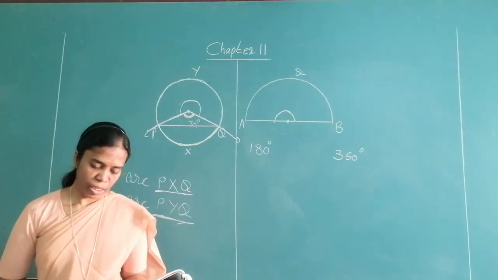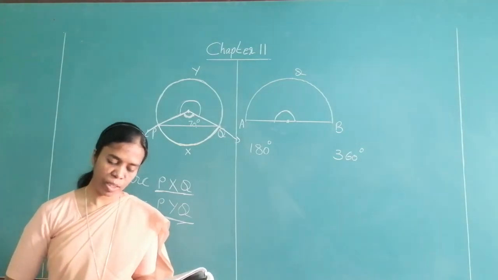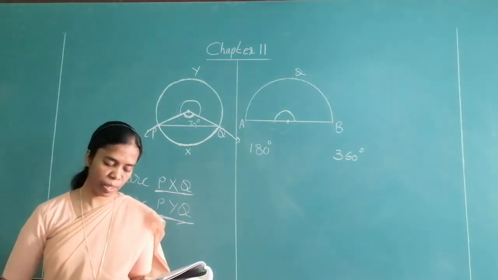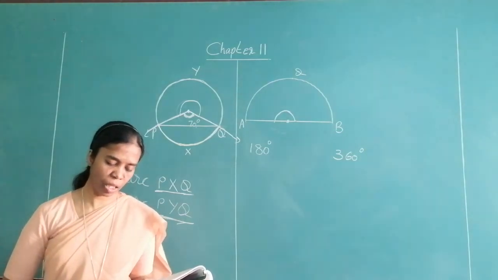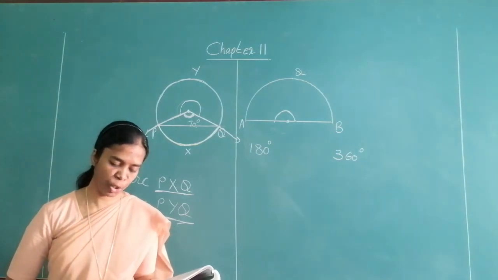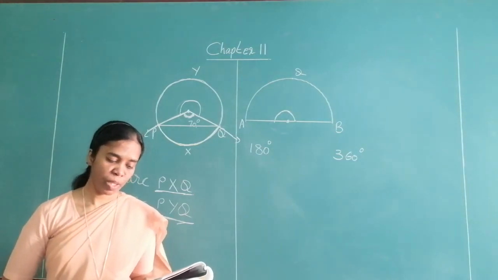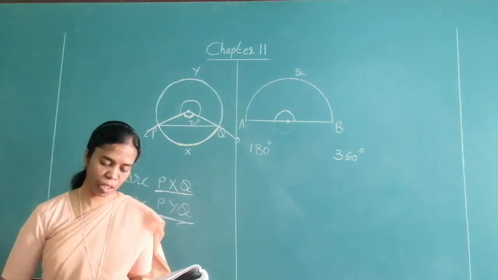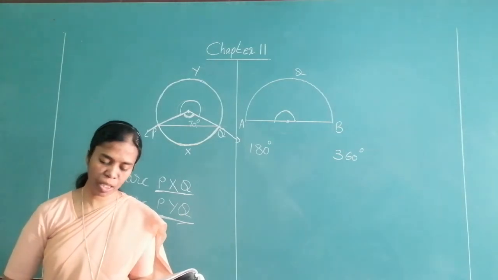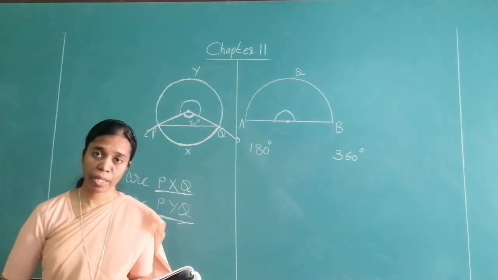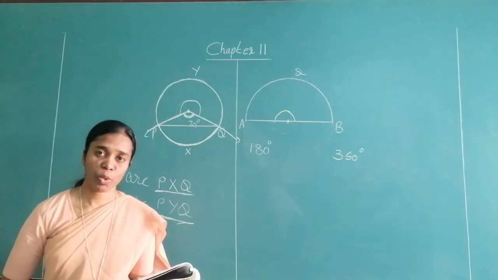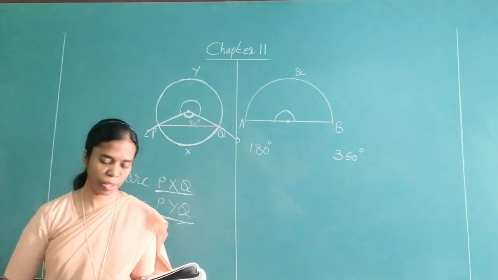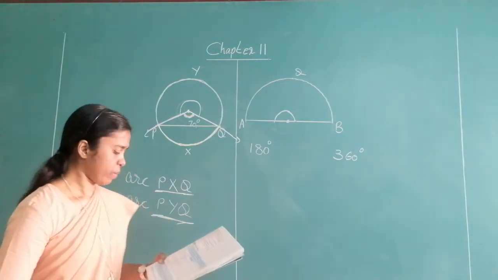Right. Now in a circle with center O, the measure of a minor arc is 110 degrees. What is the measure of the major arc PYQ? Which formula will we use? It is said that in a circle with center O, the measure of a minor arc is 110. Then the major arc is equal to 360 degrees minus the minor arc. Okay. How do we solve it?